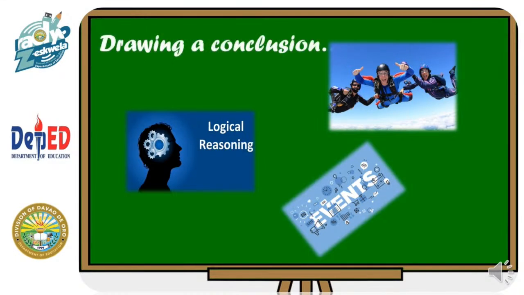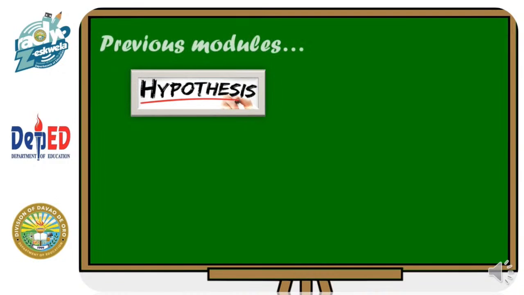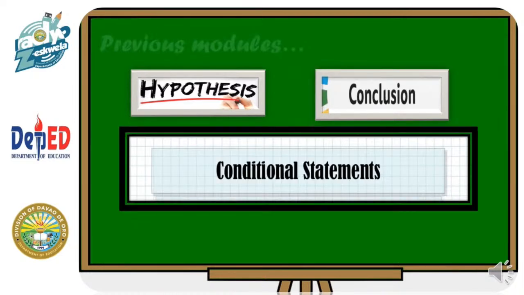or general conclusions. In the previous modules, you have learned about identifying the hypothesis and conclusion of conditional statements and the validity of these statements based on truth value. Learning these concepts is important for you to understand how to deduce a conclusion based on logical reasoning. Before we get started, let us have first an activity.